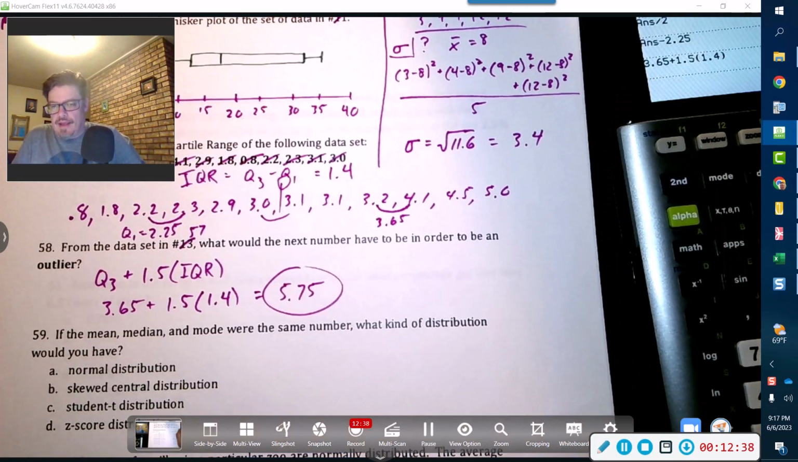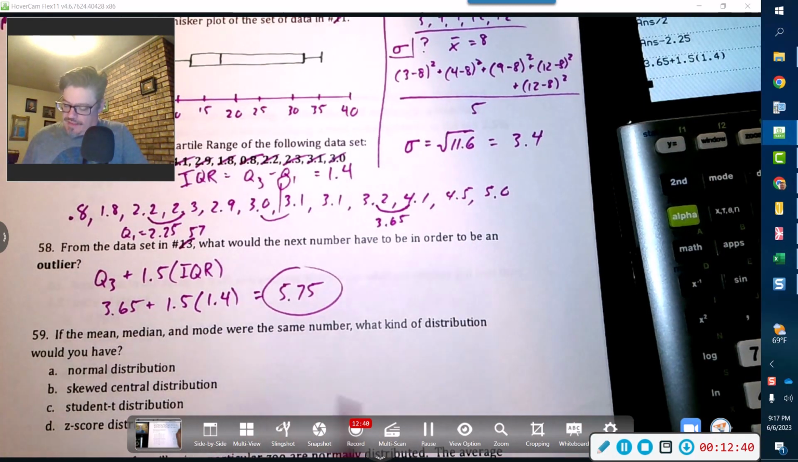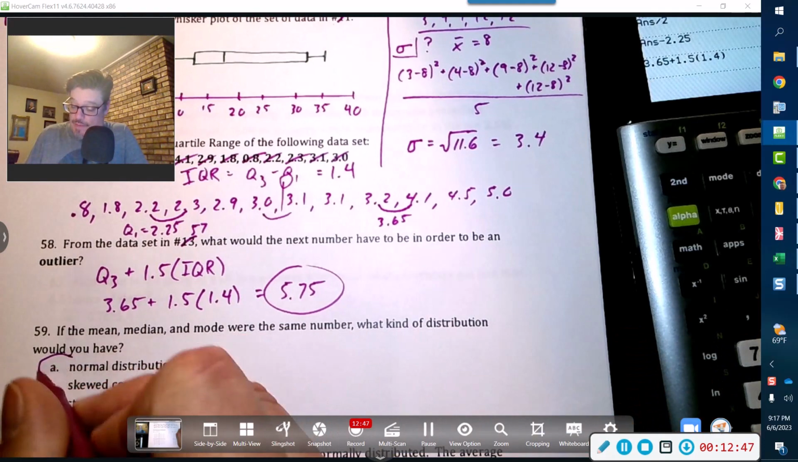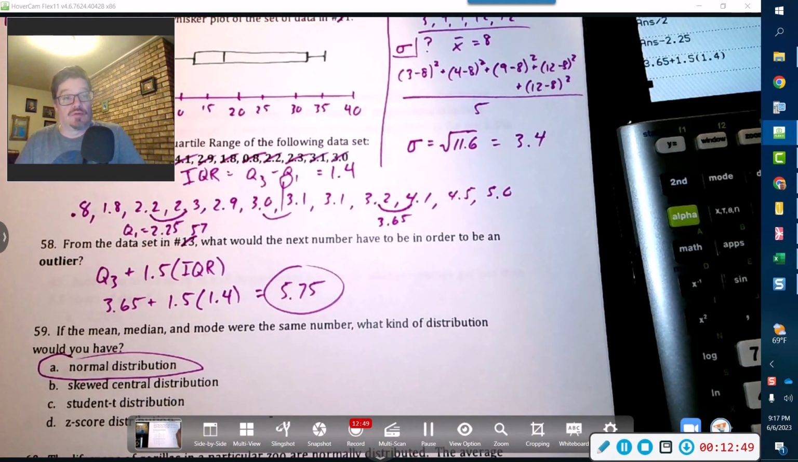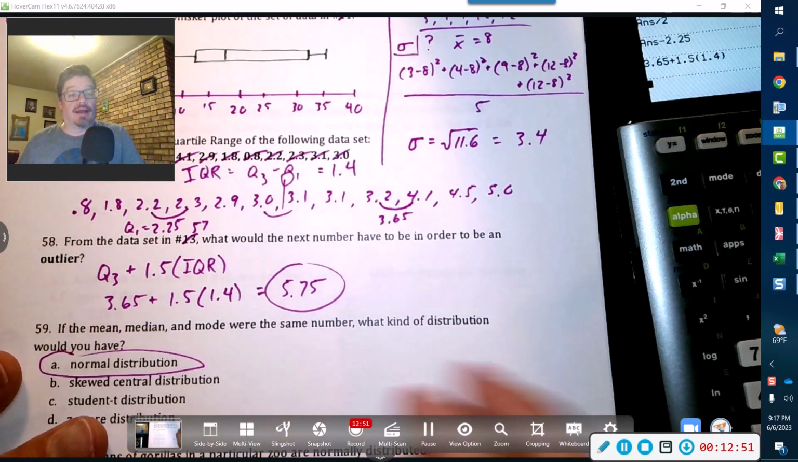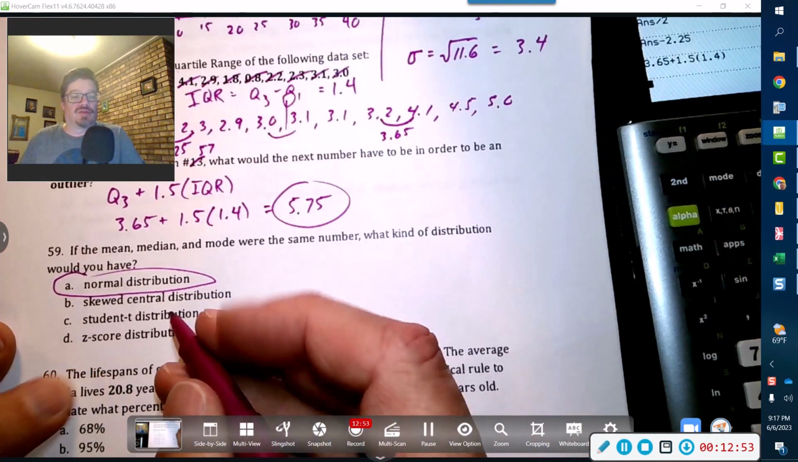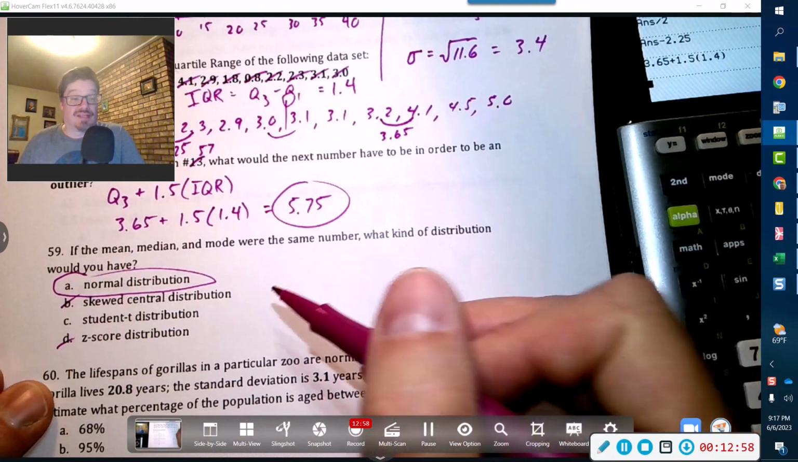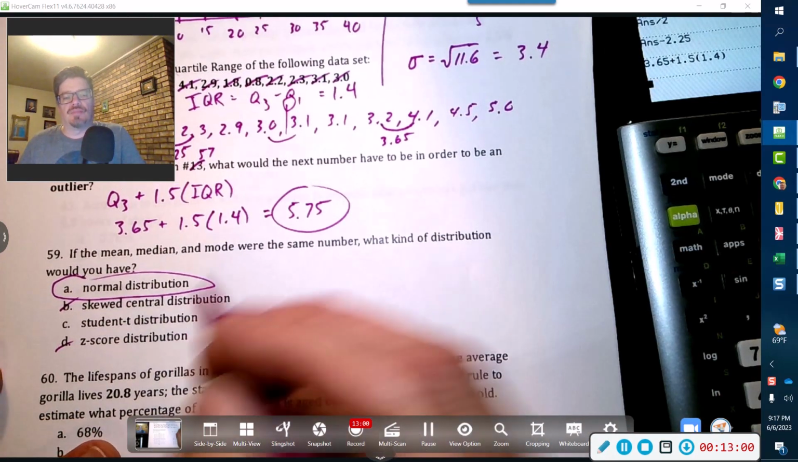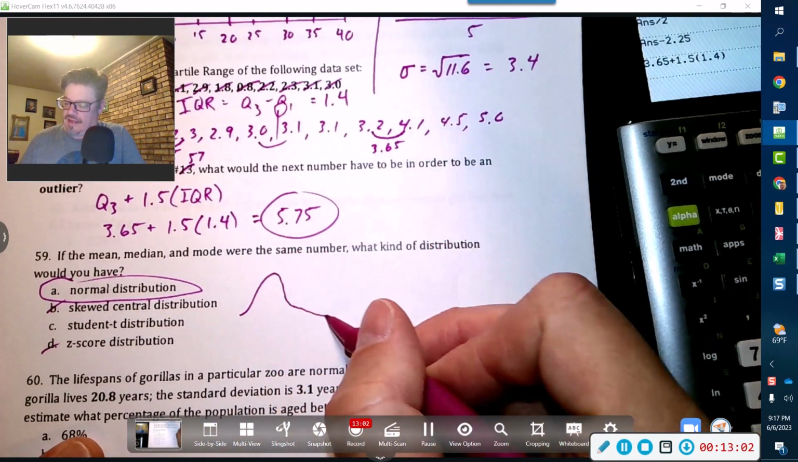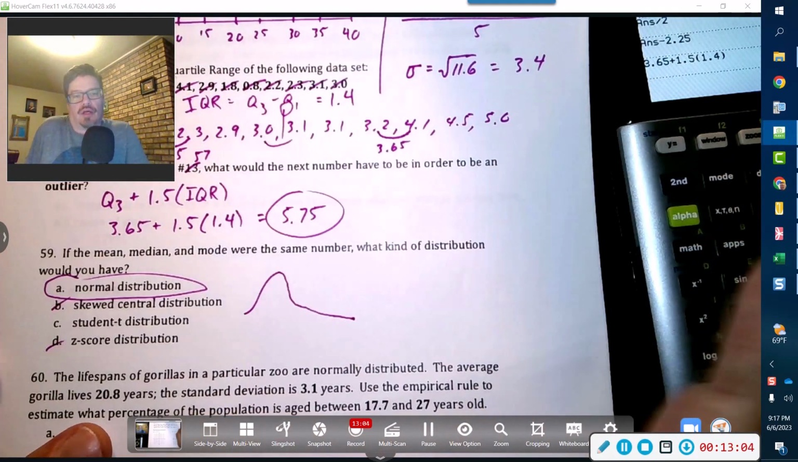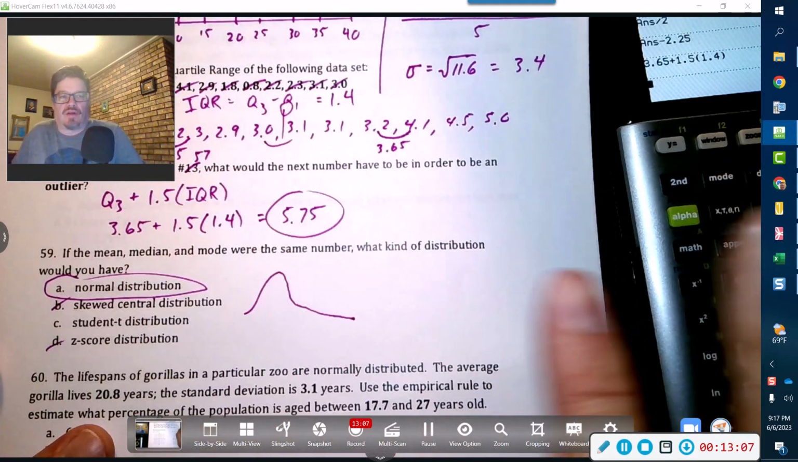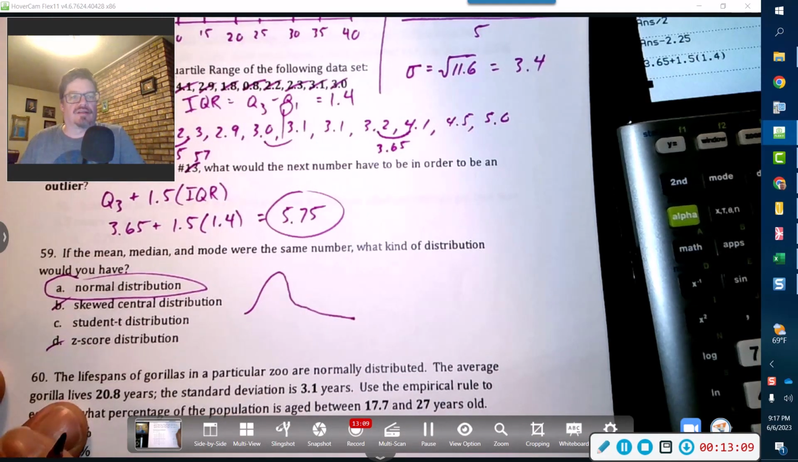All right, and last one for this video: if a mean, median, and mode were the same number, what kind of distribution would you have? Well, we talked about this. That's what makes the normal distribution so special. There's no such thing as a skewed central. But there is a student t distribution, but that's when things look kind of skewed off center, but that's for a more advanced statistics class.